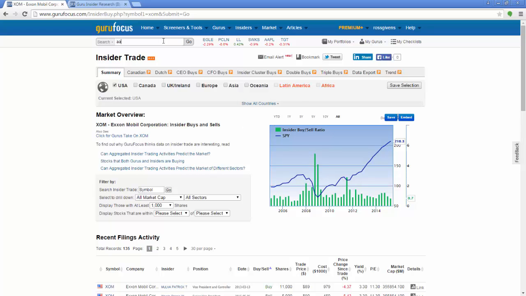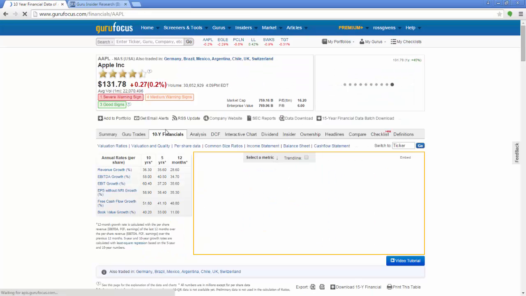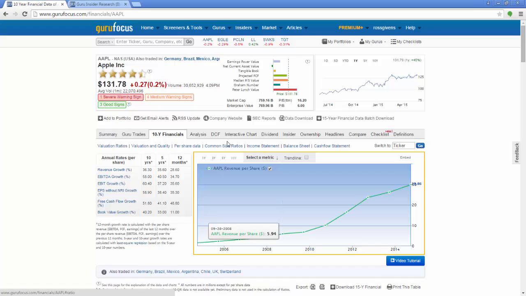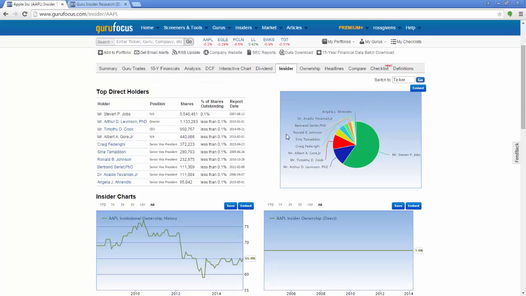If you're on a particular stock page, I'm going to keep using Apple here, and let's say you're digging through the 10-year financials, you can always go over to the Insider tab. Each one of these stocks is really well referenced. You can go to the Insider window right here and immediately see those trades, just like you can the Guru trades, or jump to the interactive chart, without having to start all over. So if you're digging into a stock, you may say, let me check out the insider activity. Here's what it's going to show you.